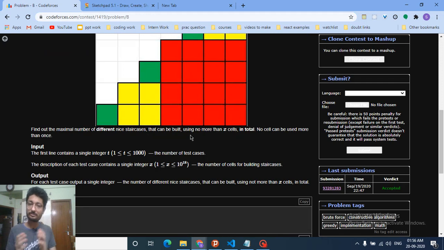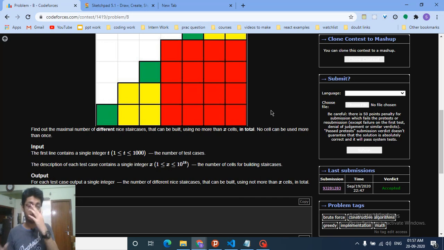So as you can see, the first staircase has only 1 cell. The next staircase will have 6 cells. If you have 6 cells, you can make the next nice staircase. So you should make a staircase of size 1 first, then a staircase which has a base length of 3, then a staircase which has a base length of 7, because you are increasing.